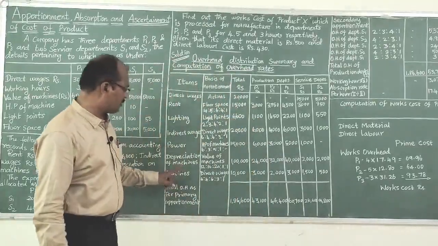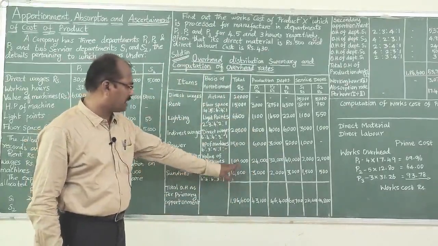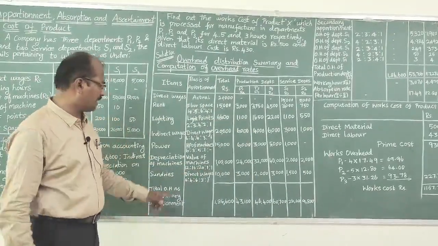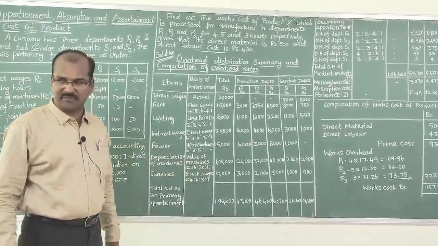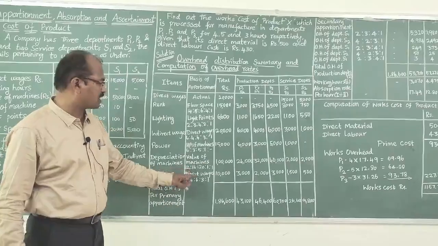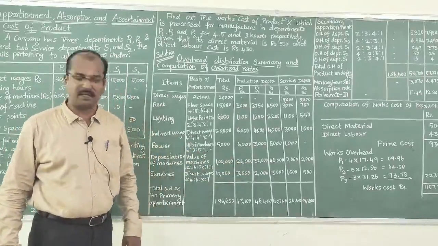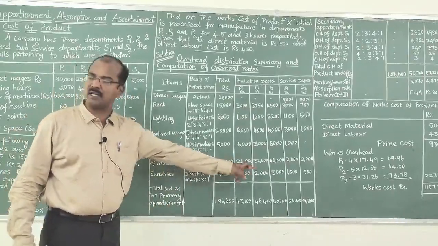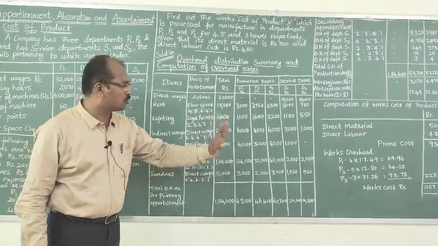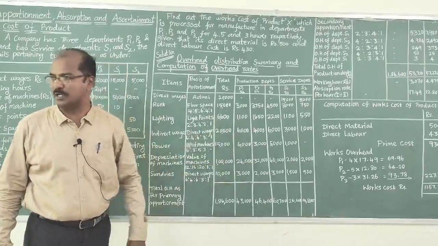Fine. So depreciation, value of machines, 1 lakh divided by what is the total of all these numbers? 50. Okay. Now 1 lakh divided by 50 into 12 gives us 24,000. Into 16 it gives 32,000. Into 20 it gives us 40,000. Into 1 it gives us 2,000, and for the last one also it is 2,000.